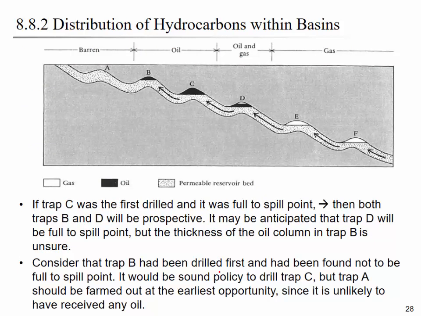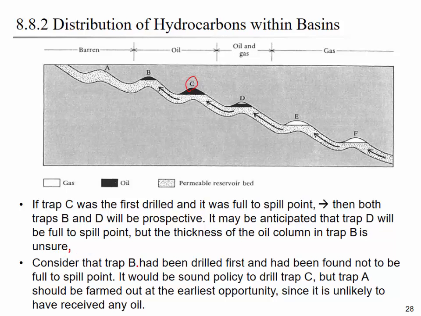I think this is the strategy. If trap C was drilled first, and it was full to the spill point, then both traps B and D will be prospective. It may be anticipated that trap D will be full to the spill point, but the thickness of the oil column in trap B is unsure, is unknown.